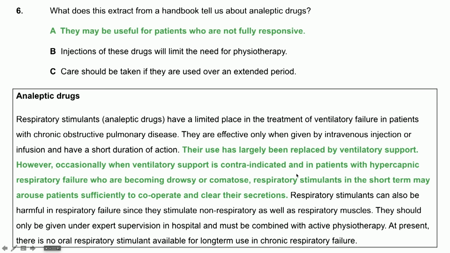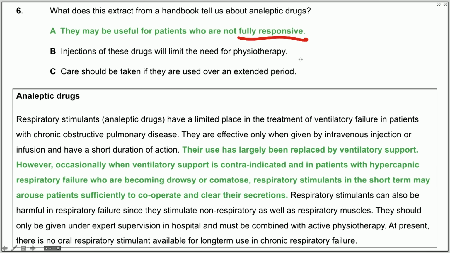Okay. Number 6. What does this extract from a handbook tell us about analeptic drugs? It tells us that analeptic drugs may be useful for patients who are not fully responsive. And really, this critical part here, fully responsive, comes from here. Their use, analeptic drugs, has largely been replaced by ventilatory support.